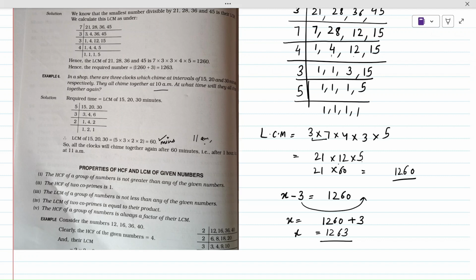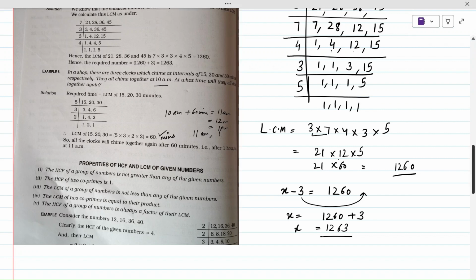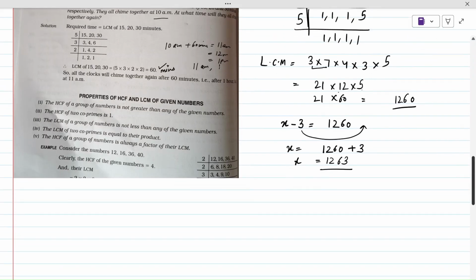Right? Because what we have done is 10 a.m. plus 60 minutes, that is 1 hour. It is giving us 11 a.m. And after 11 a.m.? 12 noon. And then 1 p.m. and so on. You can add 60 minutes every time. Why? Because that is their common multiple. Right? This is done. So now kids, I hope that you have understood the LCM in a good way.